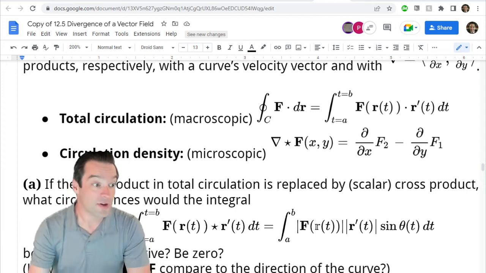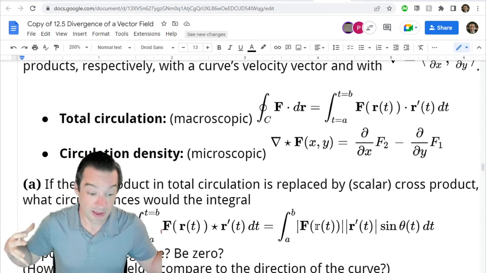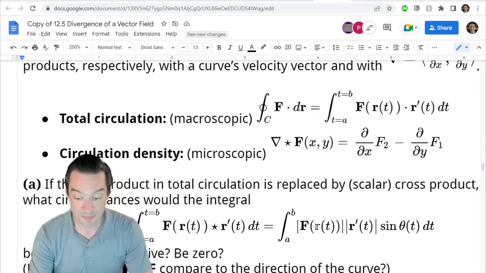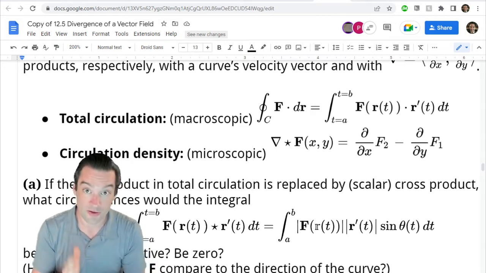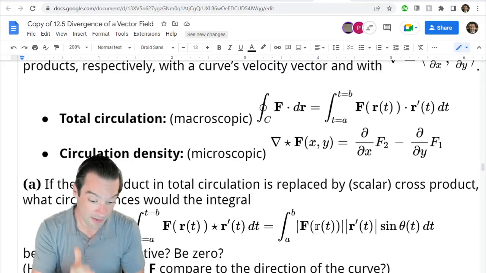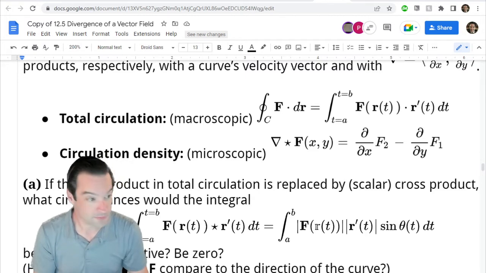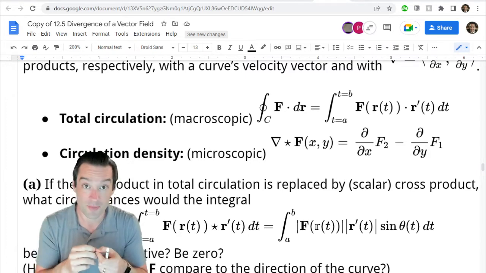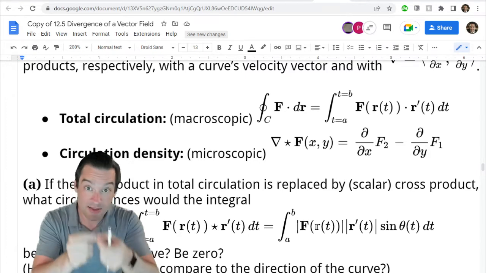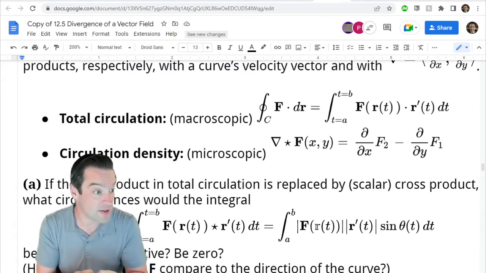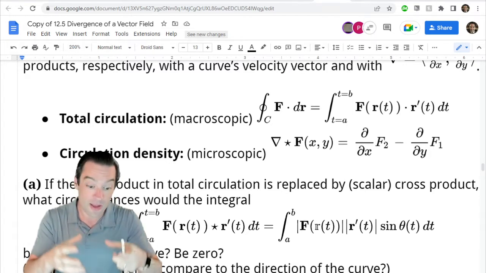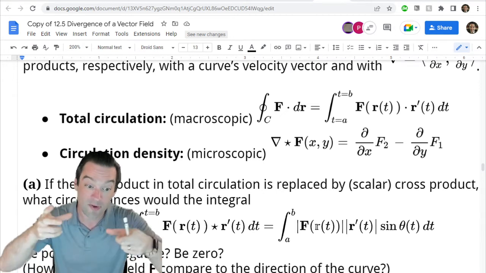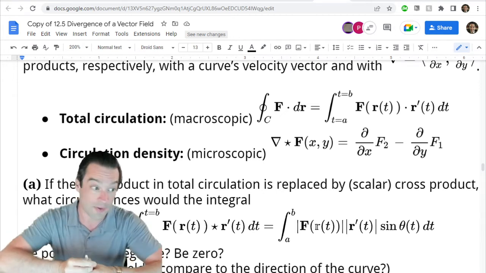So when we talked about circulation on a macro level, it was defined by this integral of a dot product, F dot dr, because we wanted to measure the parallel component of the vector field in the direction that it aligns with our parametrized curve. But then when we went to make that into a microscopic measurement of the circulation density at a single point, we took this circulation integral, divided it by the area of the region that the closed curve was bounding, and took the limit as that area shrunk down to zero.